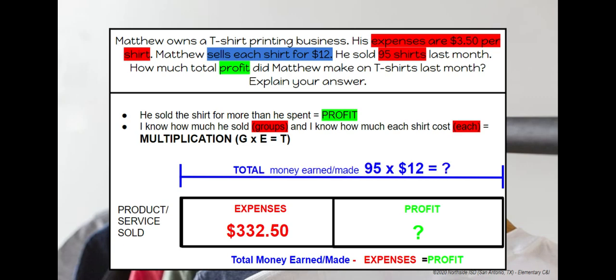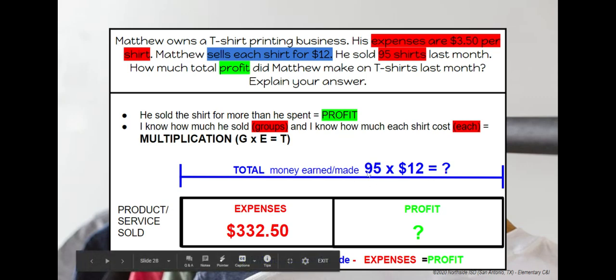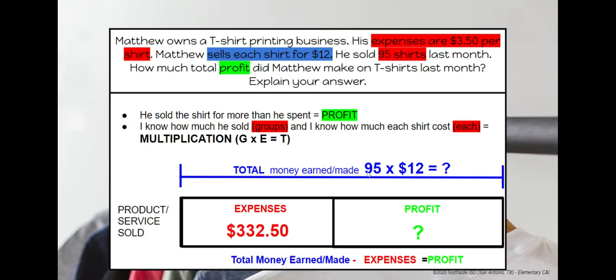Now, we need to figure out how much money did he earn from the shirt. So he spent $332.50, but he didn't sell the shirts for $3.50. He sold them for $12. So again, you're going to take the number of shirts, which is 95. The shirts are still the same, 95. But instead of him receiving them for $3.50, he's selling them for $12.